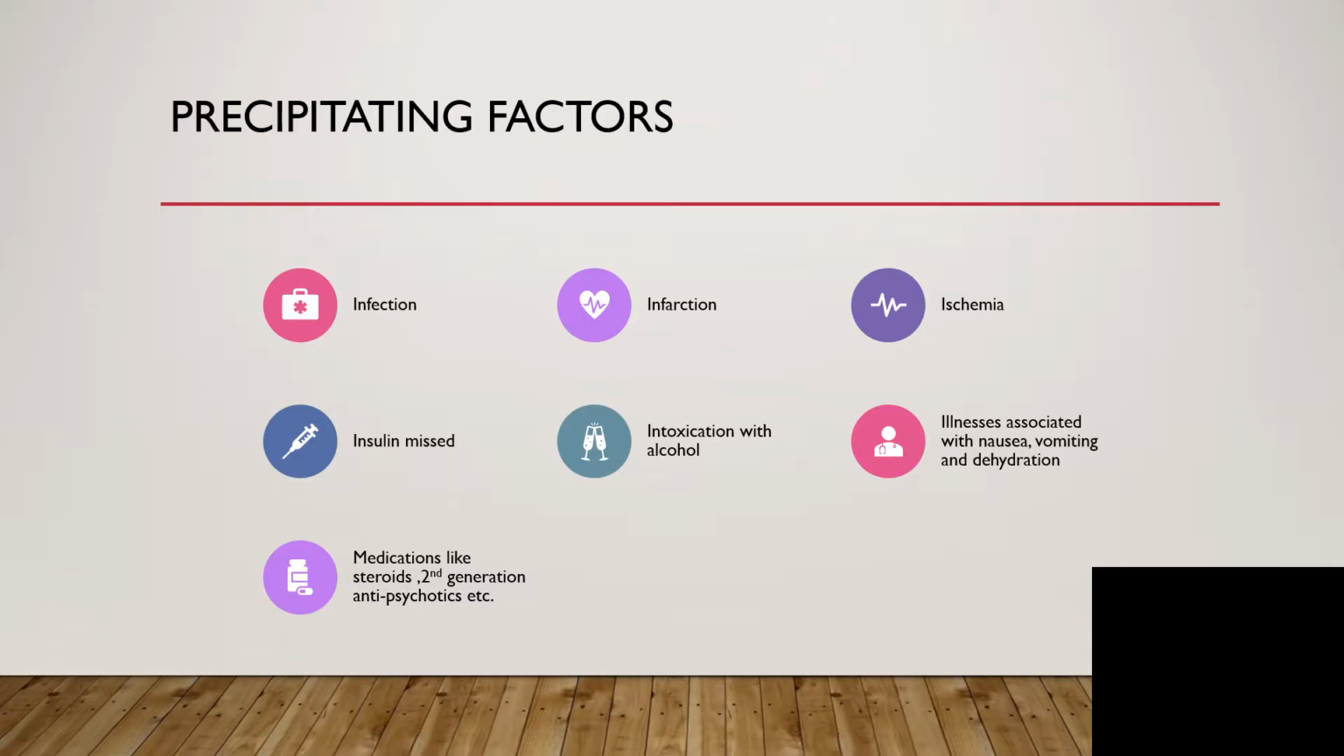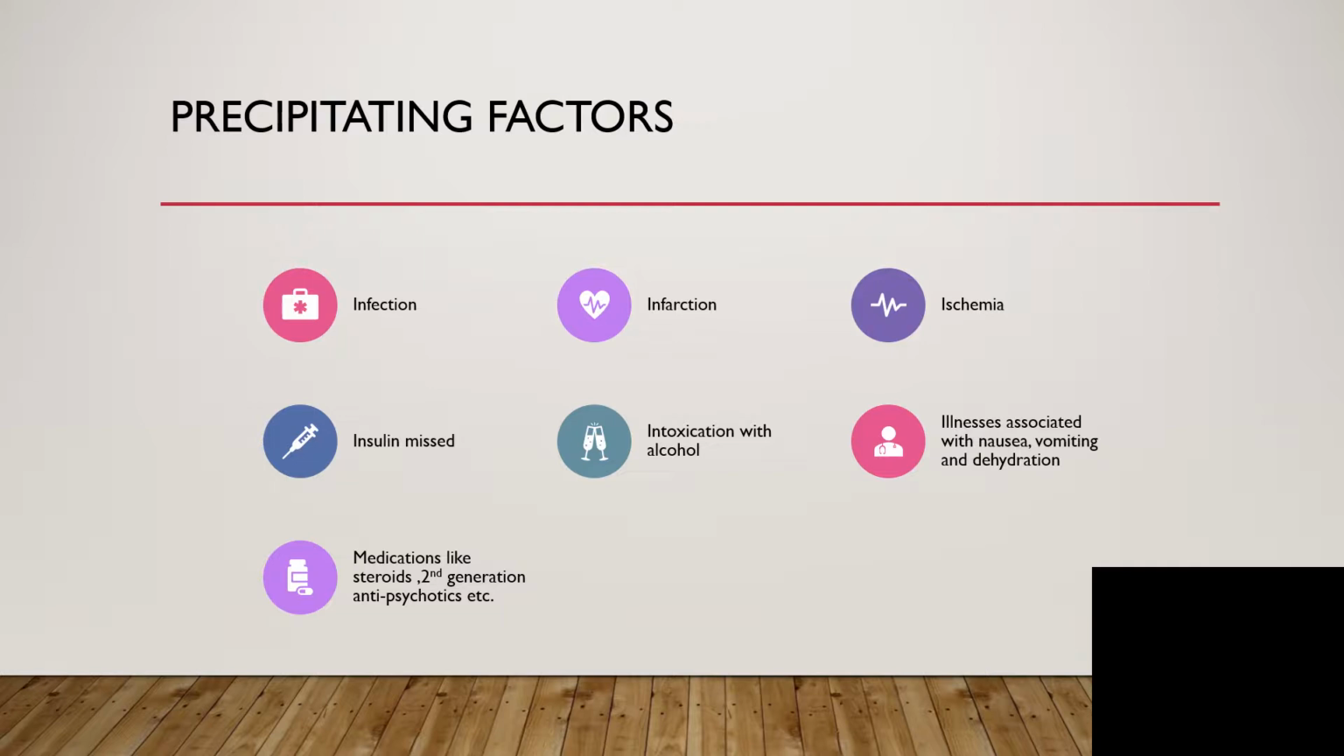The precipitating factors could be infection. The individual has type 1 diabetes mellitus, and now having an infection could tilt the individual to diabetic ketoacidosis. Infarction or ischemia, when there is impaired circulatory flow, impaired blood flow, and ischemia or infarction of the internal organs. Insulin missed, that is, the individual is not adhering to checking the glucose and taking the injection of insulin as prescribed. Intoxication with alcohol.